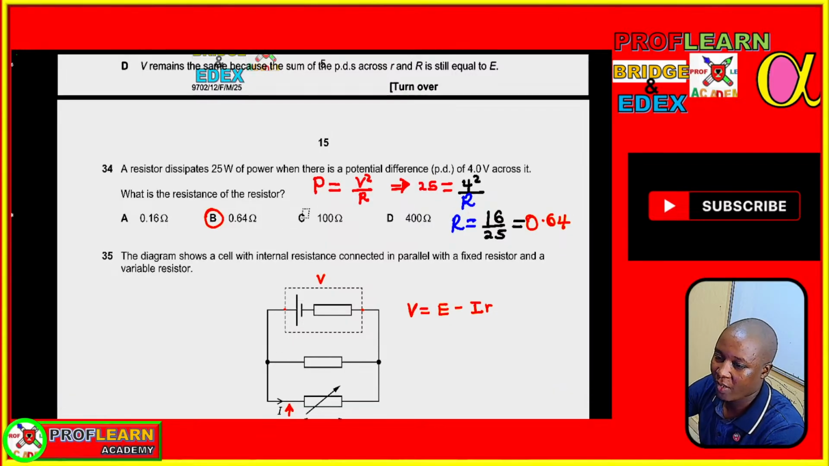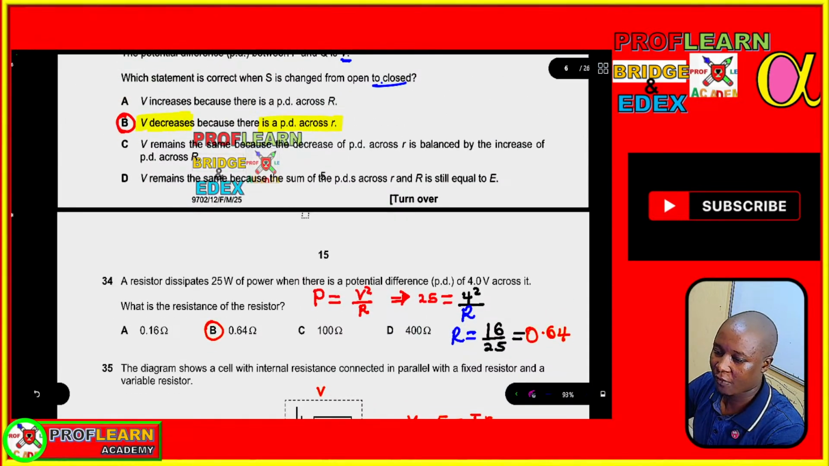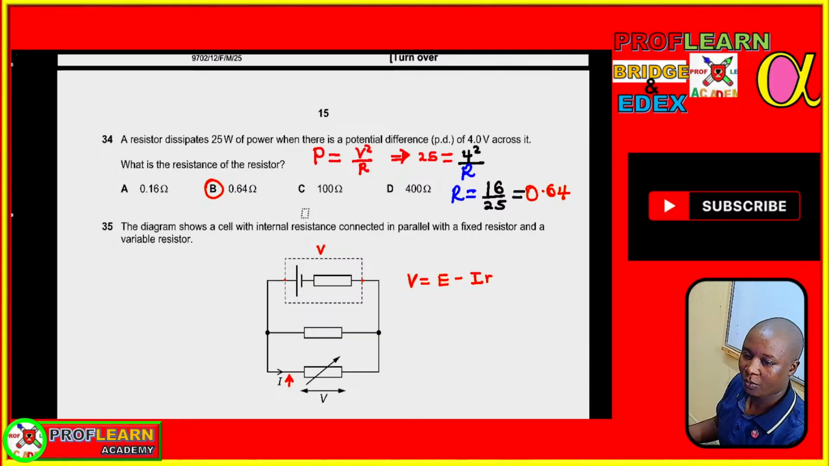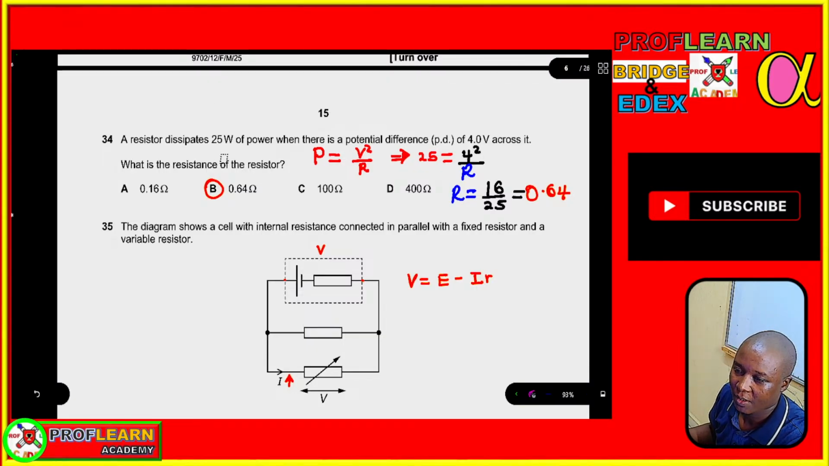Now we have moved to a different paper. Moving to 34, we are saying that a resistor dissipates 25 watts of power when there is a potential difference of 4 volts across it. What is the resistance of the resistor?